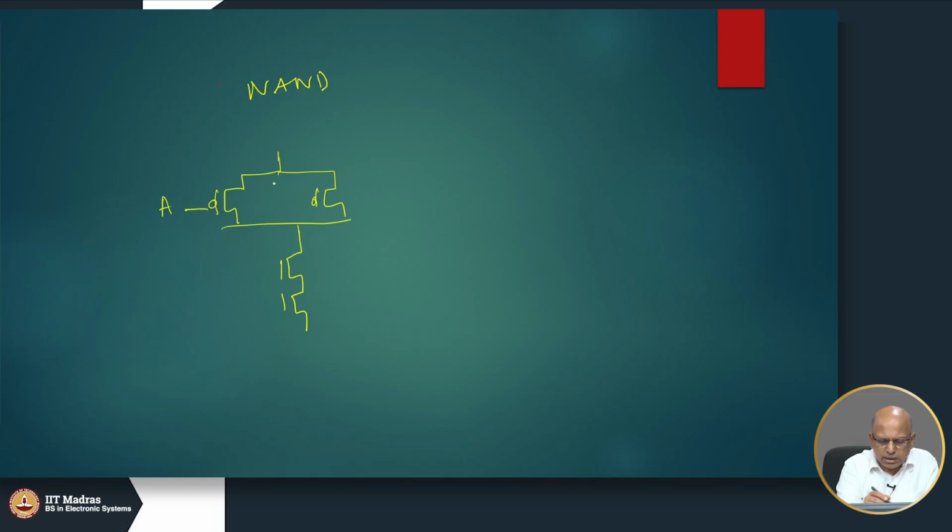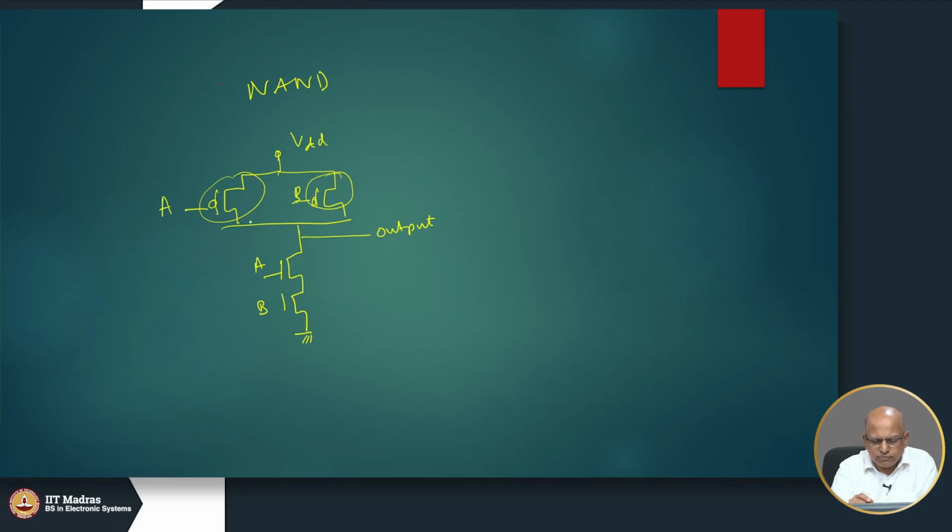So, let us say this is A and this is B. This is the output. If A is 0 or B is 0: if A is 0, this transistor will turn on, if B is 0, this transistor will turn on. If both of them are 0, they will both turn on.